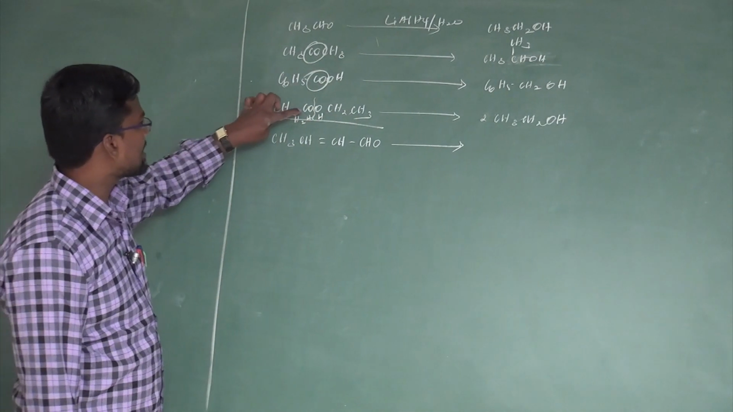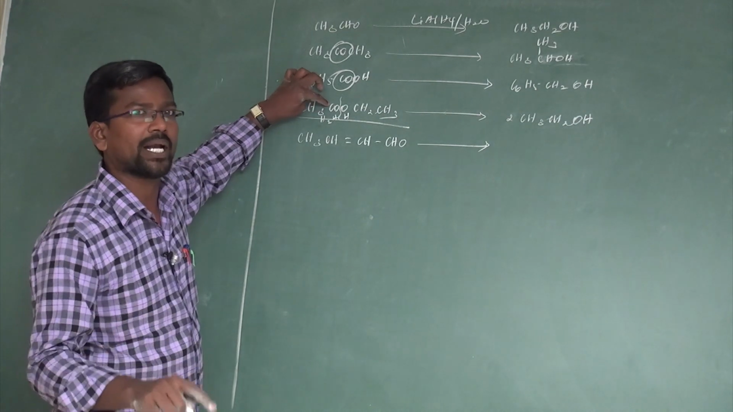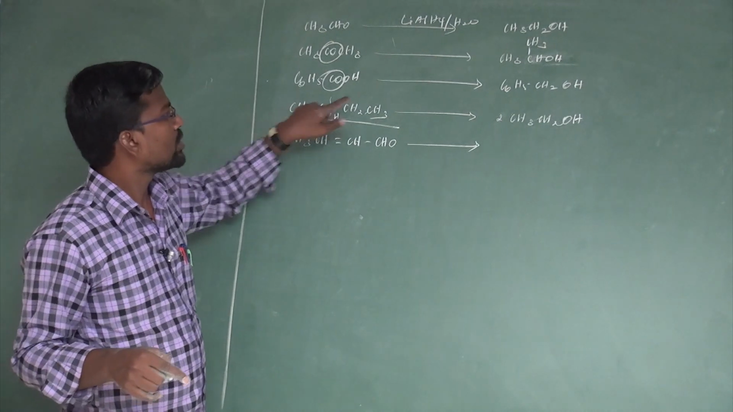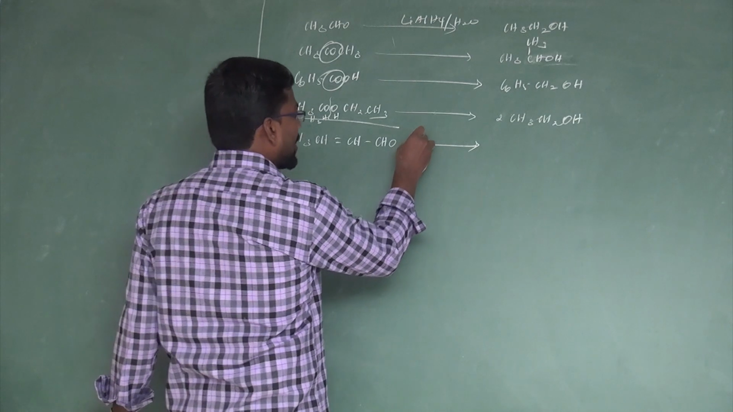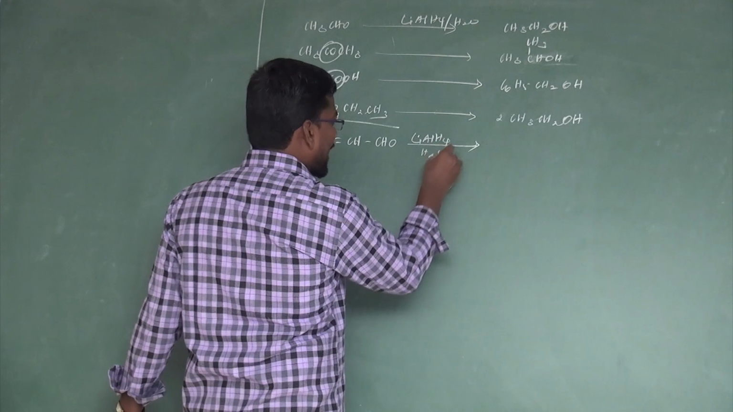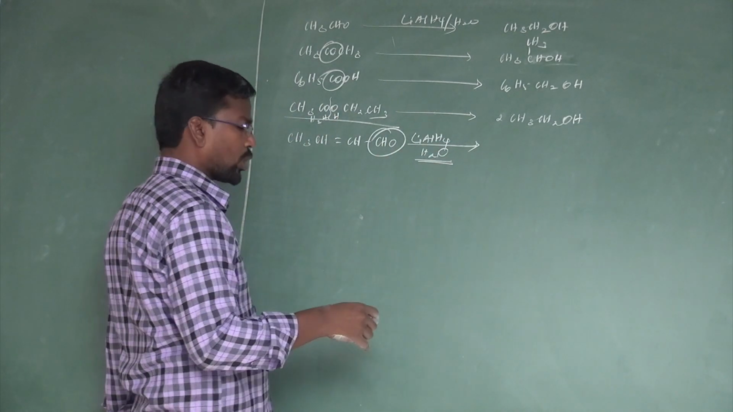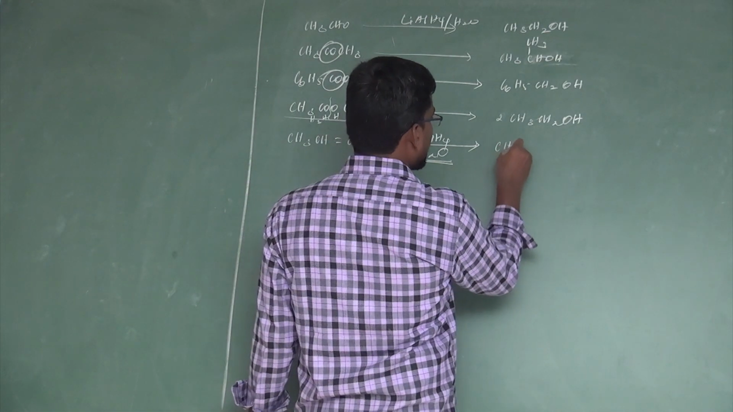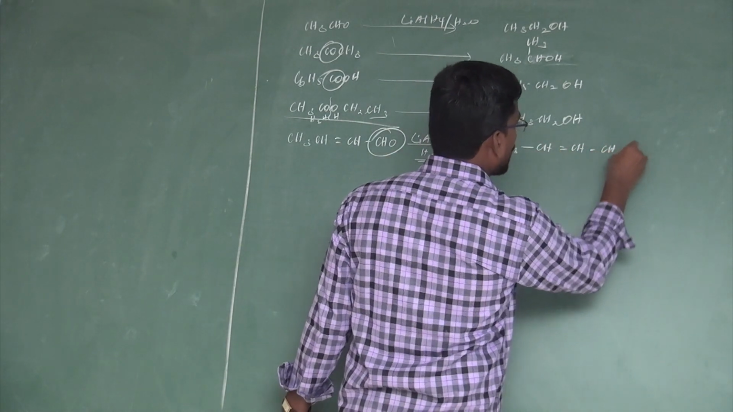Because there are C double bond O groups, 2 hydrogens can combine with the carbonyl carbon, and 1 hydrogen can be combined with the carbonyl oxygen. So CH3CH2OH. The next one, lithium aluminum hydride. Lithium aluminum hydride followed by hydrolysis is used to reduce the C double bond O group, which can be converted into CH2OH. So CH3CH double bond CH, 1 CH2OH.